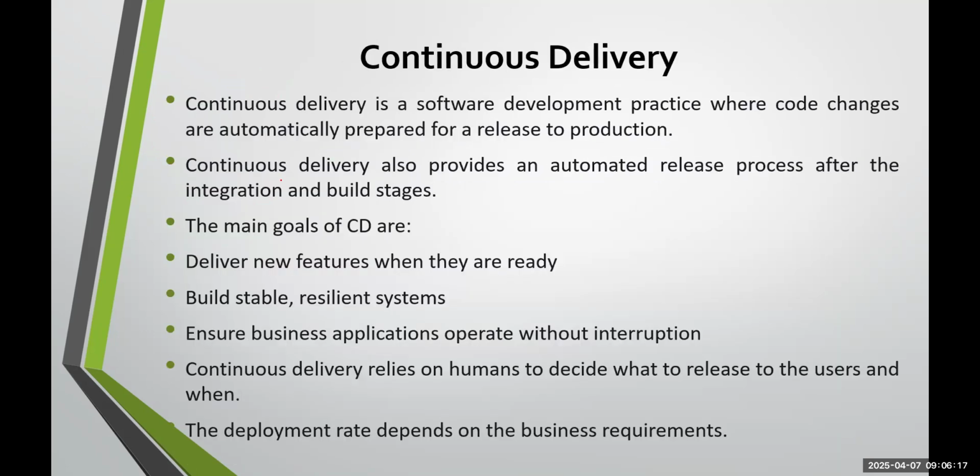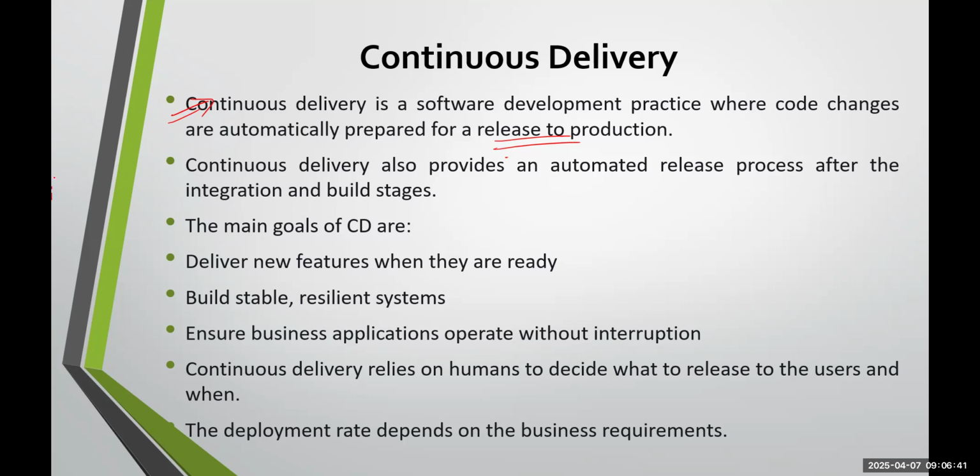Coming to delivery and deployment, two-step, right? So delivery is the software development practice where the code changes are automatically prepared for the release to production. Now this is something interesting. Whenever code is complete, testing is done, everything has happened properly, then that code is automatically prepared for delivery, meaning release into the production environment.